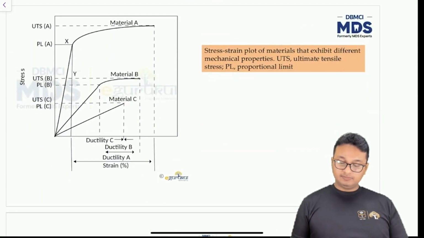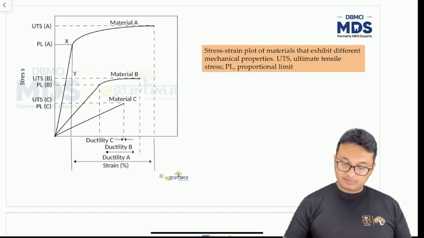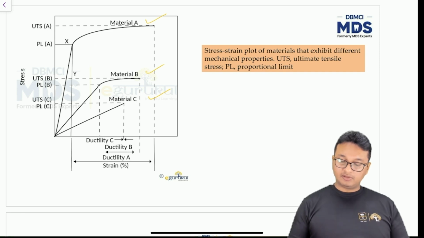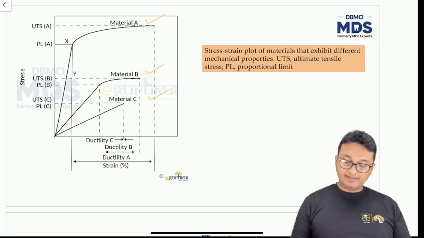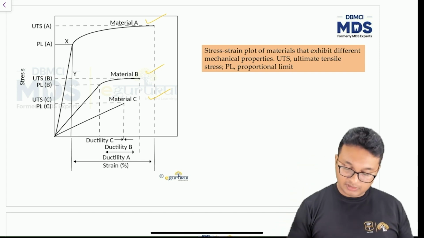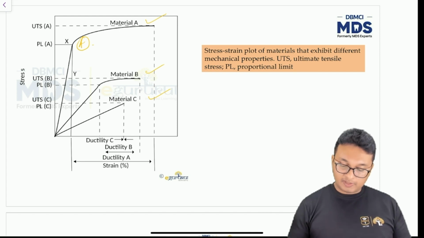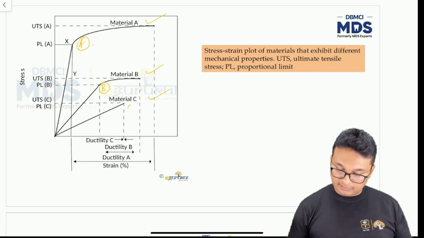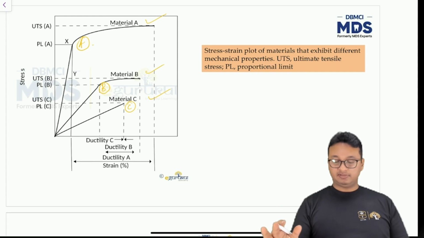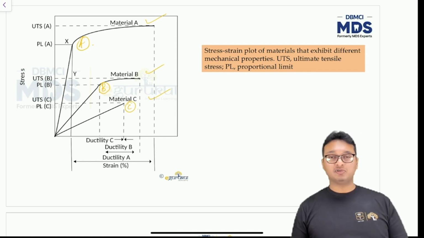Similarly, in this case, we have material A, material B, and material C. It exhibits the different mechanical properties of 3 different materials, right? In material A, the proportional limit is very low. Proportional limit of material A is here, proportional limit of material B is here, and that of C is here, right? Now beyond the proportional limit, in material C, that particular wire immediately fractures. That means there is no ultimate tensile strength, it is going to fracture immediately. That means material C is the most brittle out of the 3.